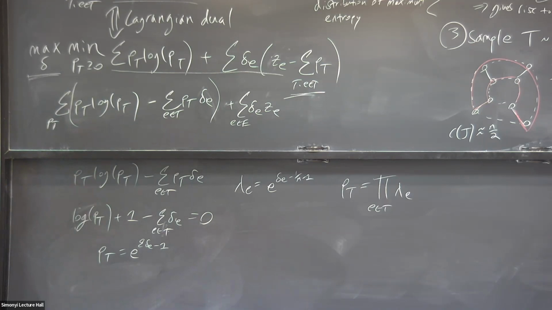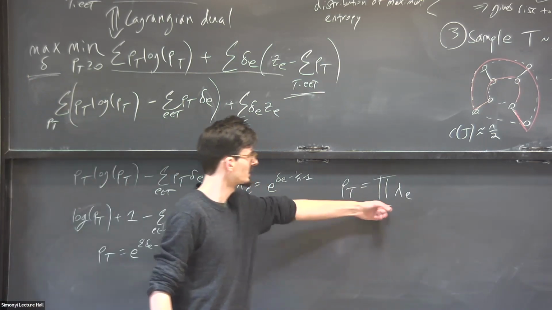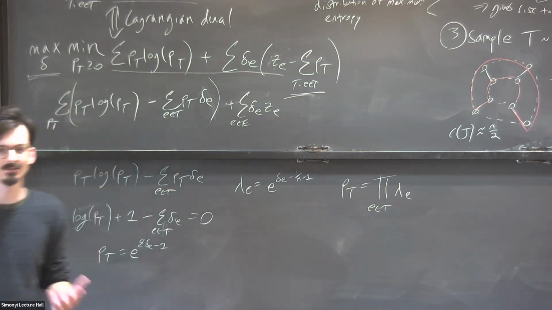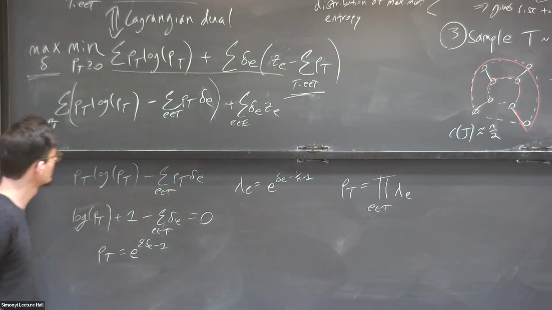So what this says is that you should expect this. If I actually have a maximum entropy distribution, it has this structure where the probability of each tree is just proportional to the product of these numbers. Okay, good.